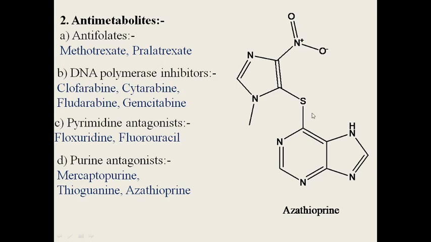At this position number 6, there is a sulfur group, thio group, and with this thio group, here it is attached an imidazole ring, and its numbering starts from here. This is position number 1 2 3 4. At position number 1, there is a methyl, and at position number 4, here it is a nitro. So this group's name is 1 methyl 4 nitro imidazole.